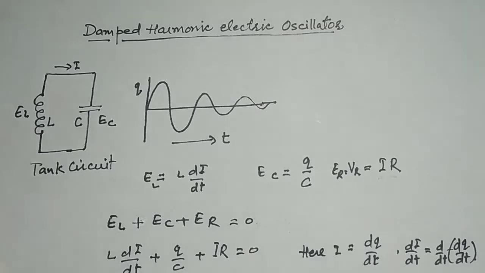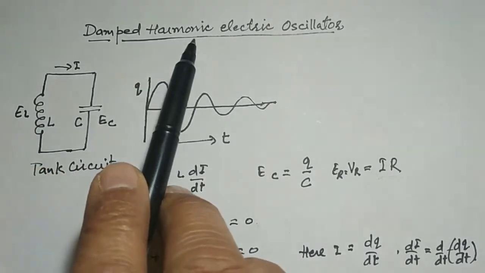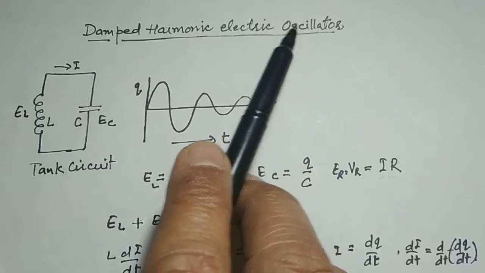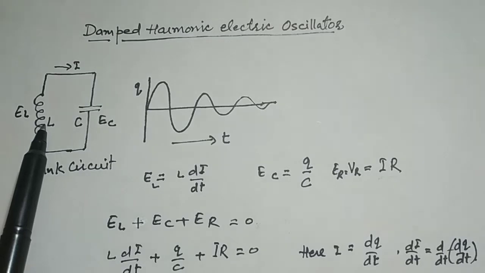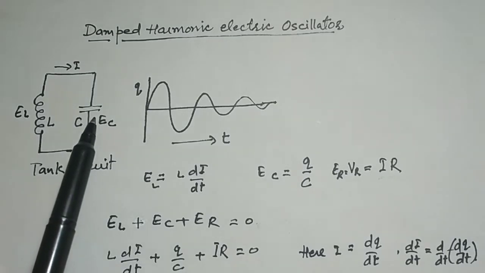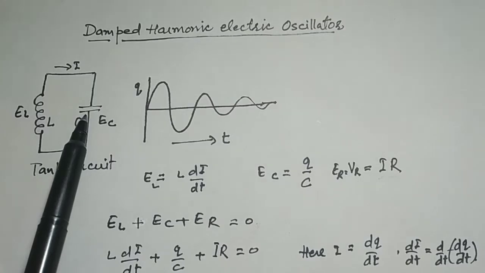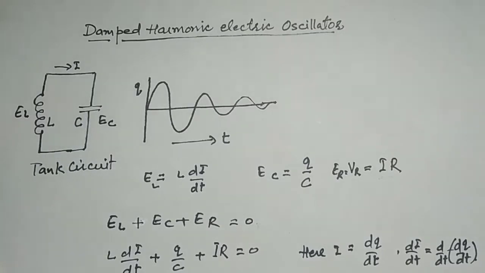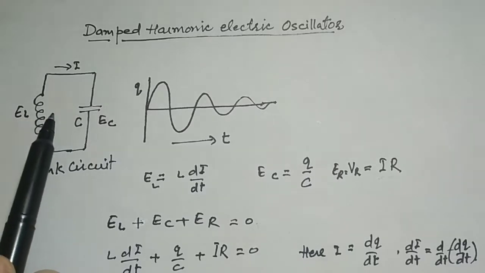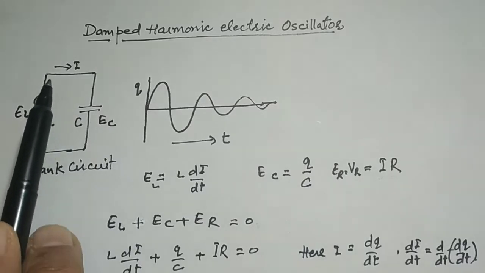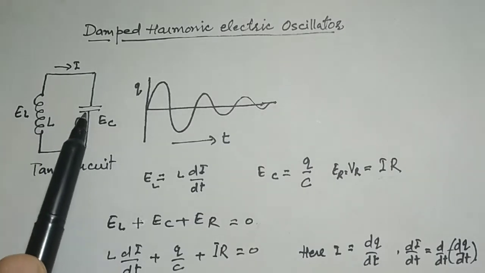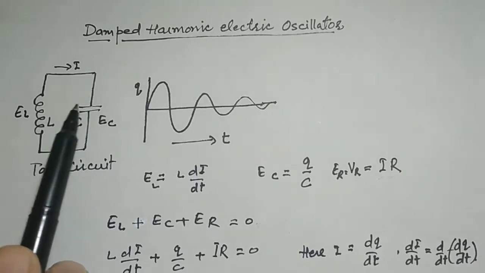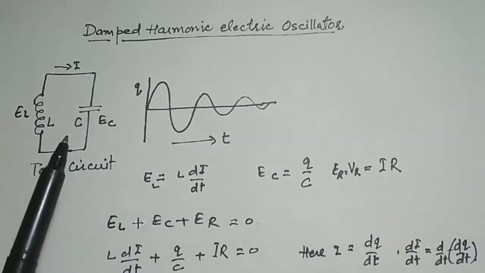Today's topic is the damped harmonic electric oscillator. An electric oscillator is simply a combination of inductors and capacitances placed in parallel. An AC current is induced in the circuit by mutual induction, and this current is stored in these two components in the form of magnetic field and electric field, and keeps on changing for a certain time and produces electrical oscillations.